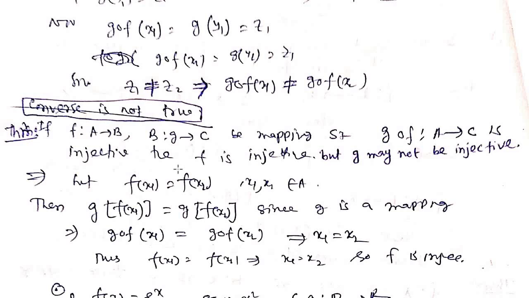So here we have used the second criteria. That is, if we take f(x1) equal to f(x2), we have to prove that x1 equal to x2. Why do we want to prove that x1 equal to x2? Because we need to prove f is injective.